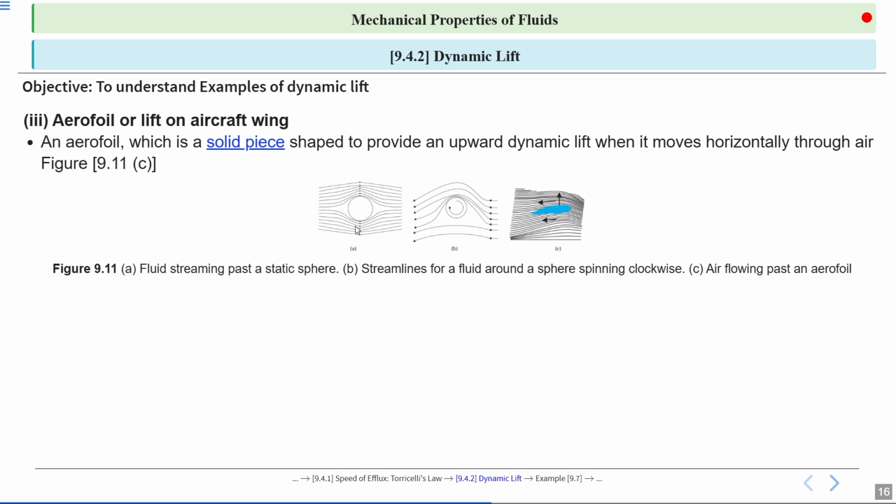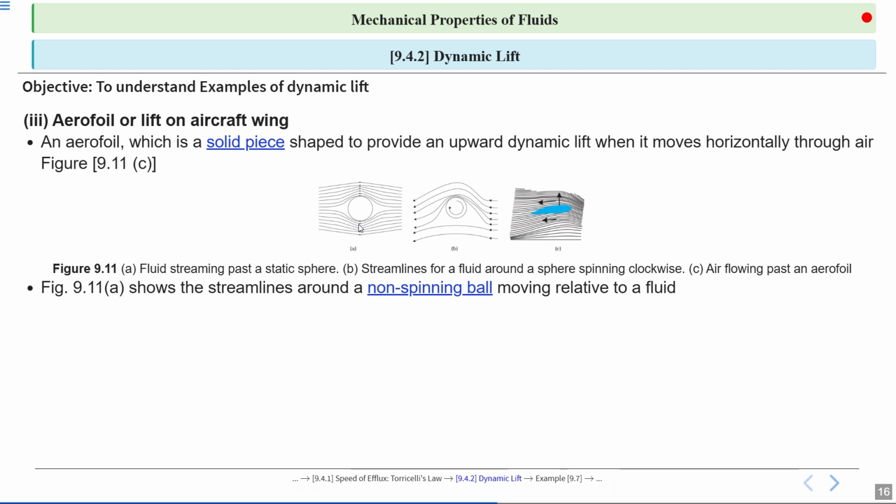So, look at figure 9.11. It shows three different situations. A. Fluid flowing past a stationary sphere. B. Fluid around a spinning sphere. And C. Air flowing past an aerofoil. So streamlines, which show the path of the fluid, change in each case. Focus specifically on part C, where the air moves over and under the aerofoil, creating the conditions for lift.